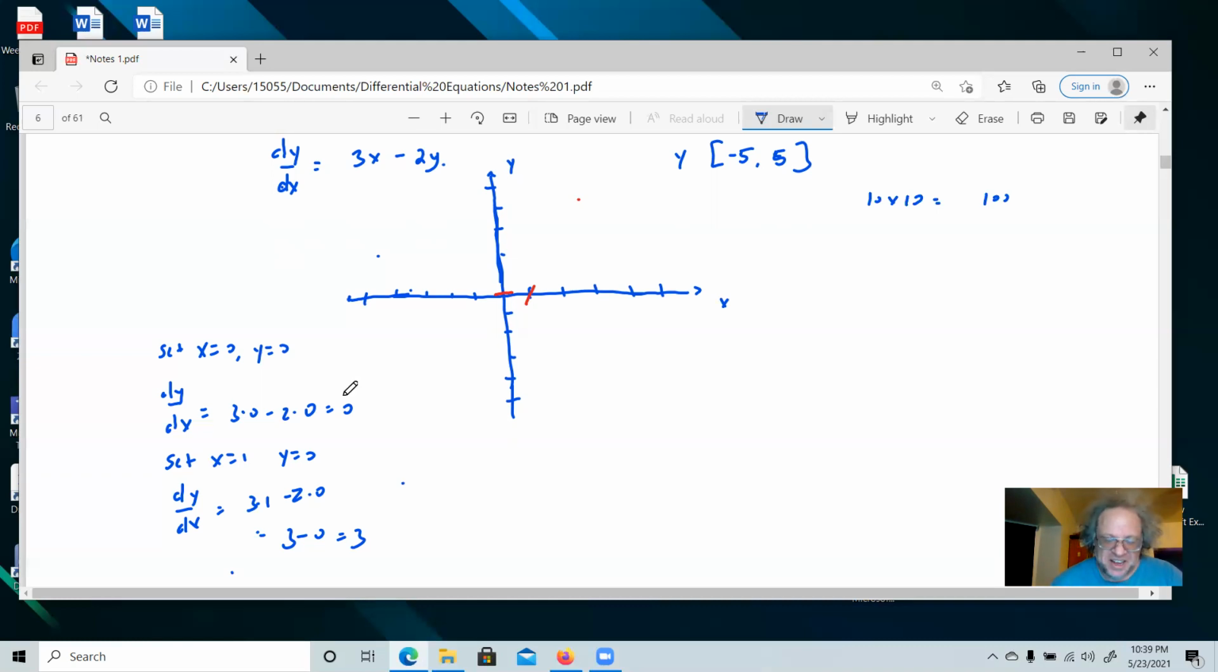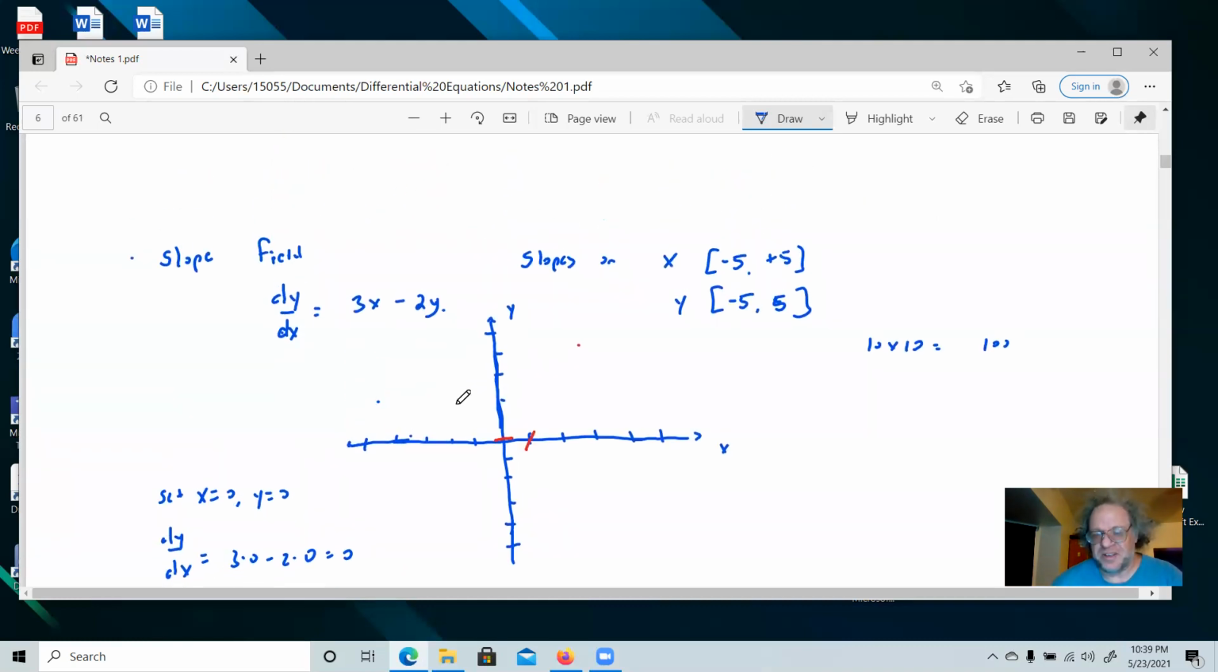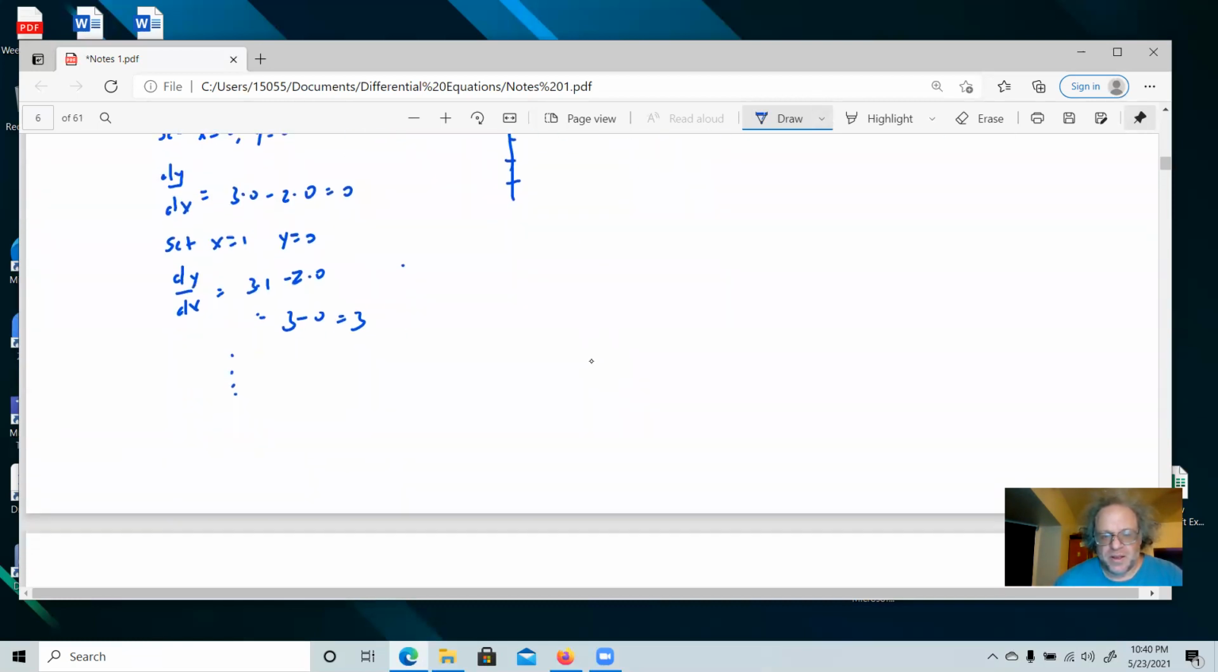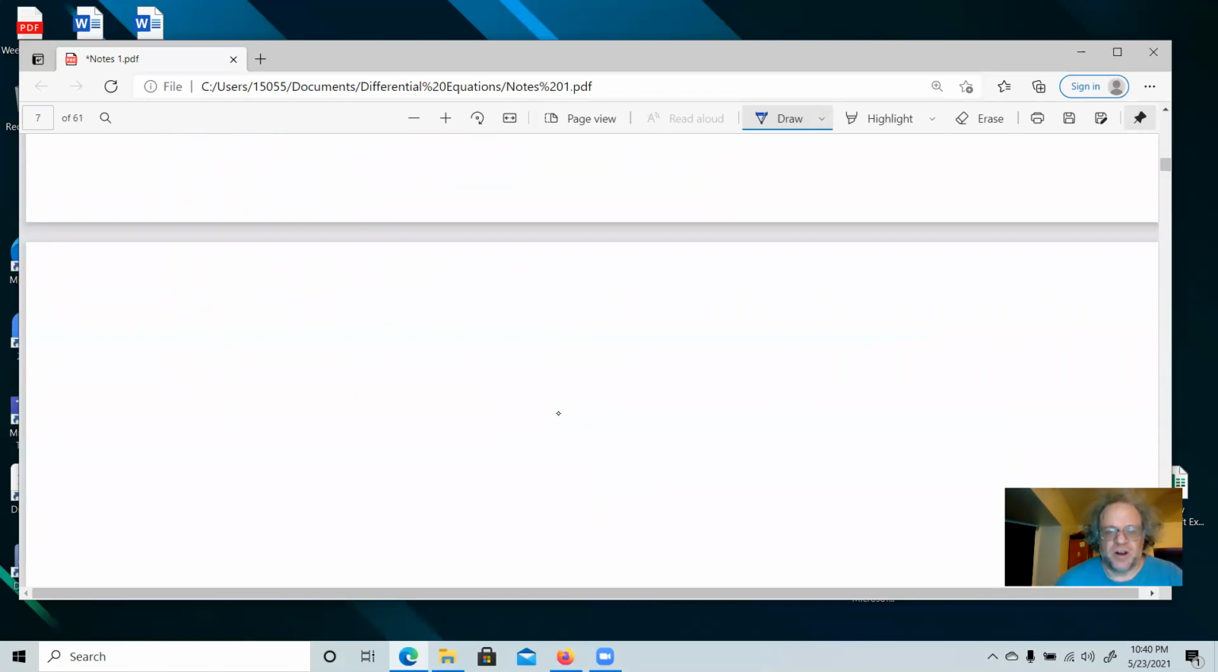Okay. But no, you're going to make the computer do this, and it's going to draw little line segments all over the place, and you're going to end up with a nice little slope field for it. That's great. That's exactly what we want you to do. I don't really want you to do it that way. I want you to be a little bit more clever about it. So let's just redraw this for a moment.